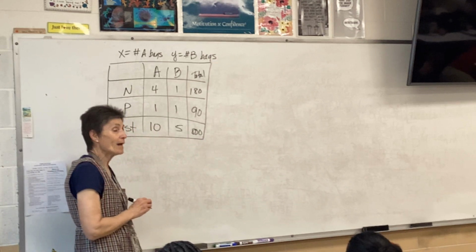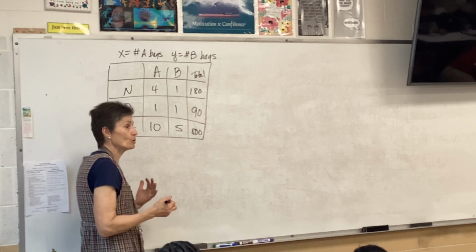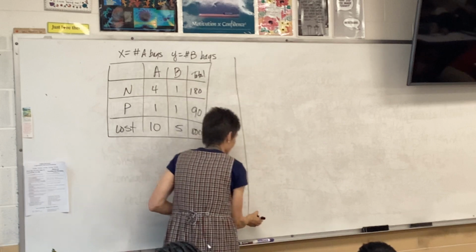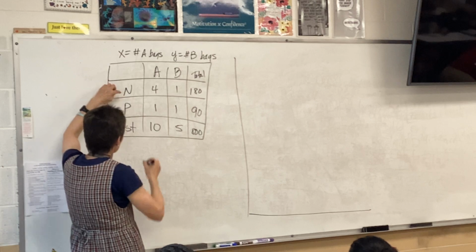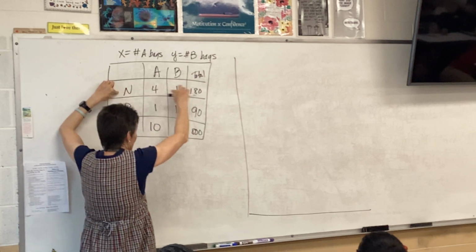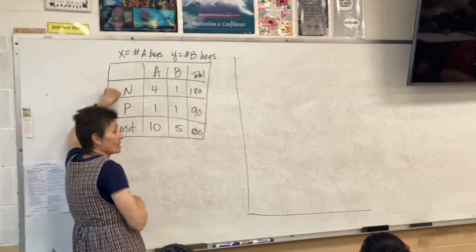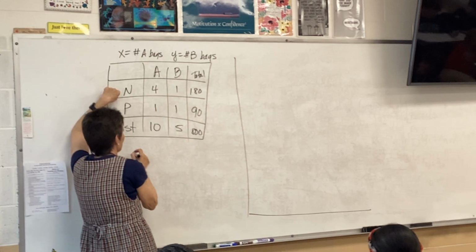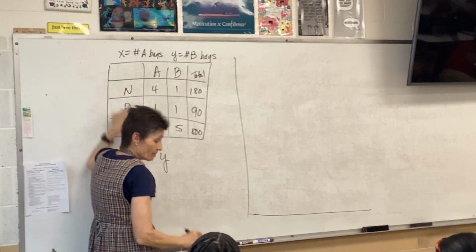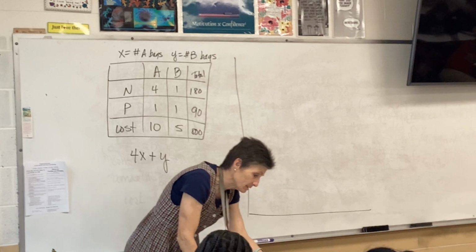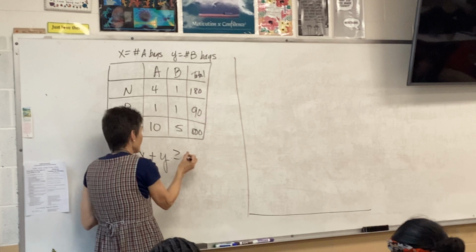Who remembers what we do now? Make our constraints. In other words, we know eventually we're going to be graphing. The constraints are the things that we graph. Usually the rows of the matrix give you your constraints. So what does that row right there say? 4x plus y. Now, be careful. He needs at least 180. So what symbol's going to go here? Greater than or equal to.